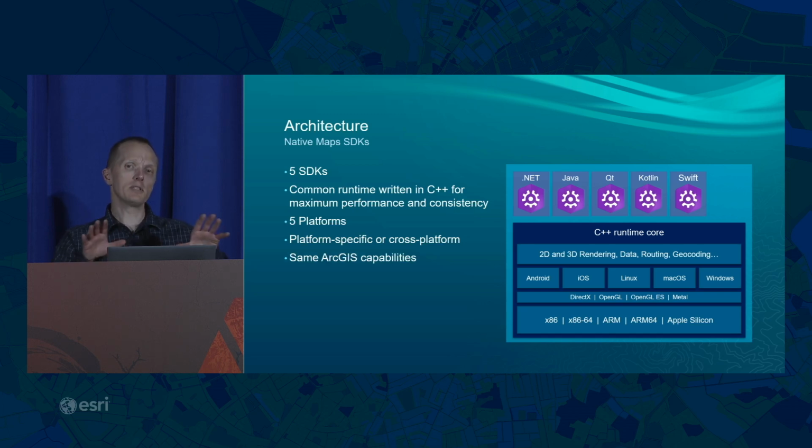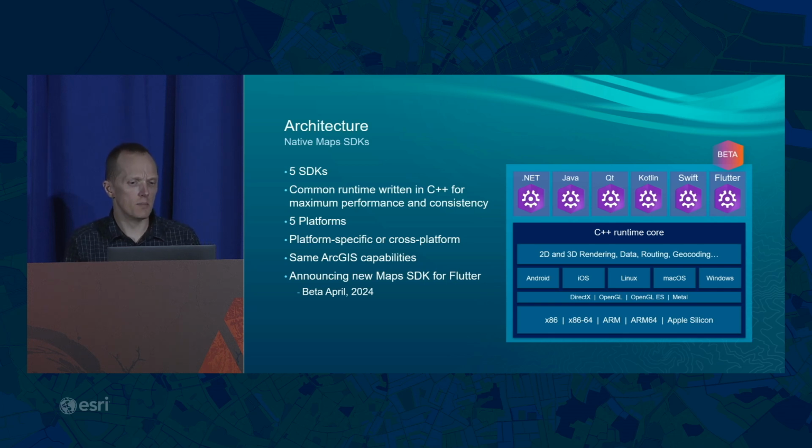The reason why I'm telling you all about this C++ runtime core is that these same ArcGIS capabilities are available in each of these native Maps SDKs. So you're choosing essentially based on the language that you want to develop your applications with, or the environment you want to develop your applications with. You get the same ArcGIS capabilities in each SDK.